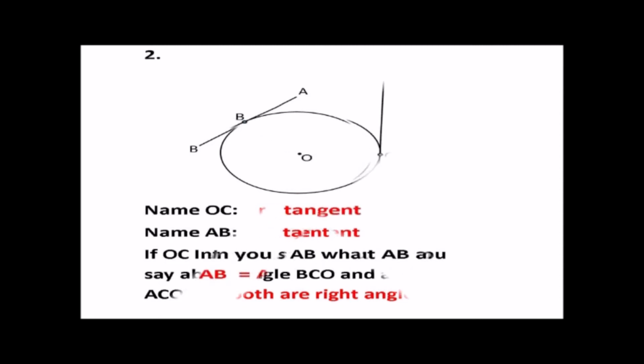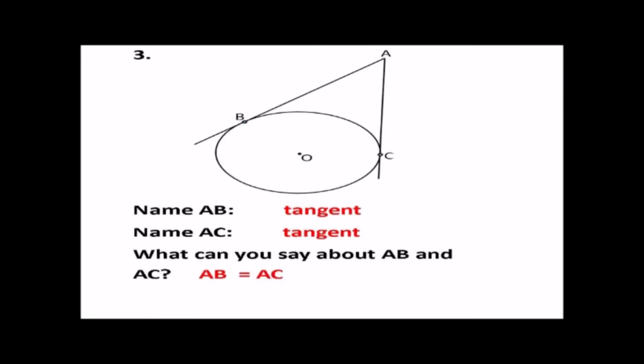Got it? Good. Number 3. Where you have two tangents, AB is a tangent and AC is a tangent drawn from point A. What can you say about AB and AC? AB is equal to AC. Once you have two tangents drawn from a point and they intersect the circle, then those two sides have to be equal.